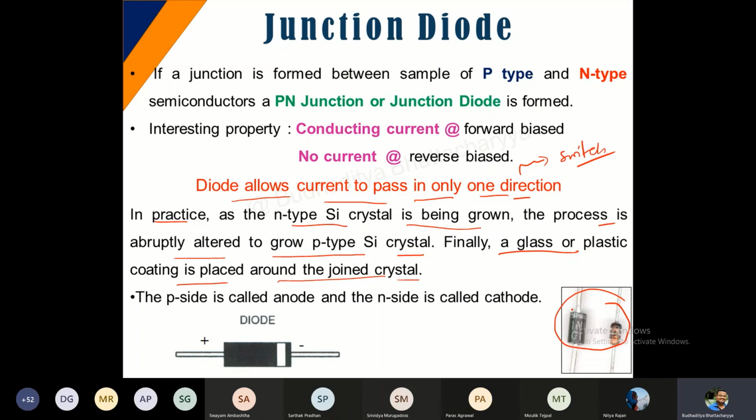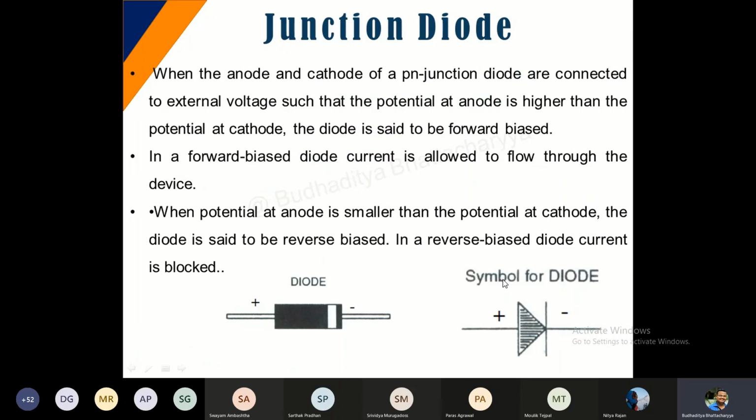When you come back, you will be working with a real diode and we will see how it works. For now, this is the symbol of a diode. Usually the triangle shape is referred to as plus, and this vertical line indicates the negative. This is how it looks in real life.